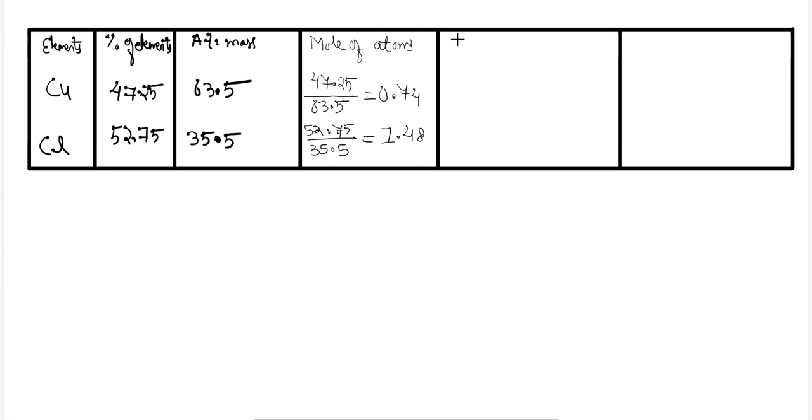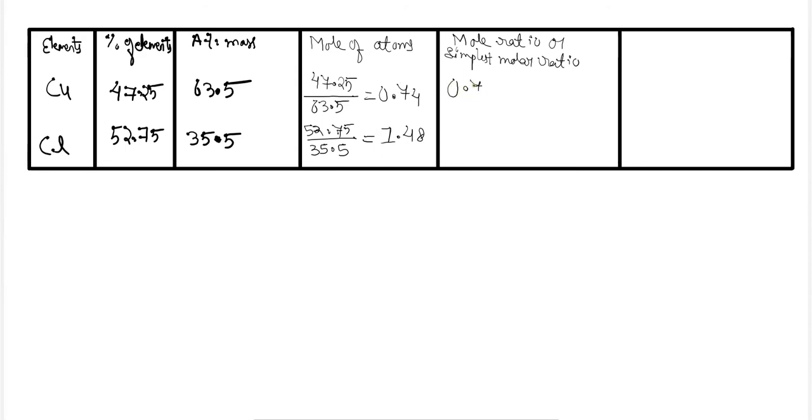Now the next is the mole ratio or molar ratio. Simplest molar ratio. In different books, different denotations are there, so don't get confused out here. Here we will take the smallest number. Smallest number is 0.74, divided by both.